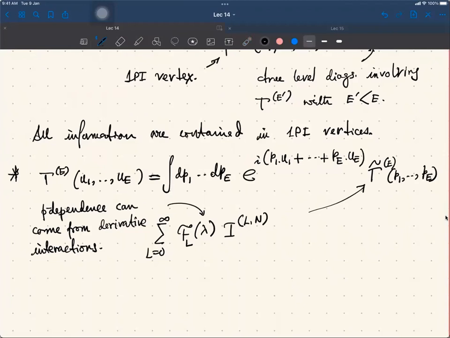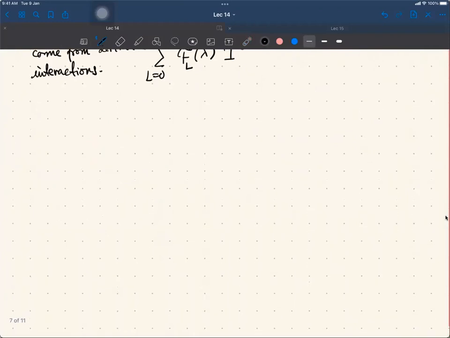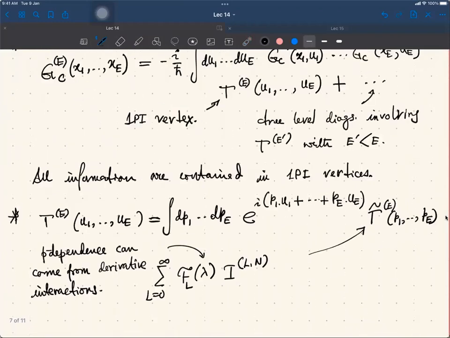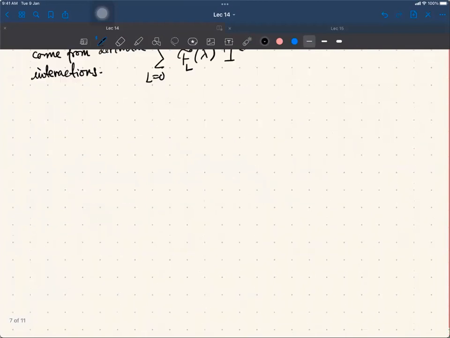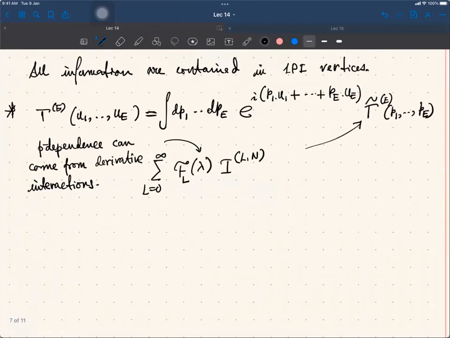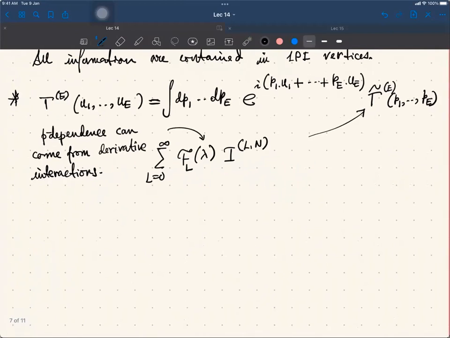And this I_{L,N} has the same structure, as we discussed. I_{L,N} is given by the same product over j equal to 1 to L, integral dl_j from minus infinity to plus infinity, product over k up to capital N.